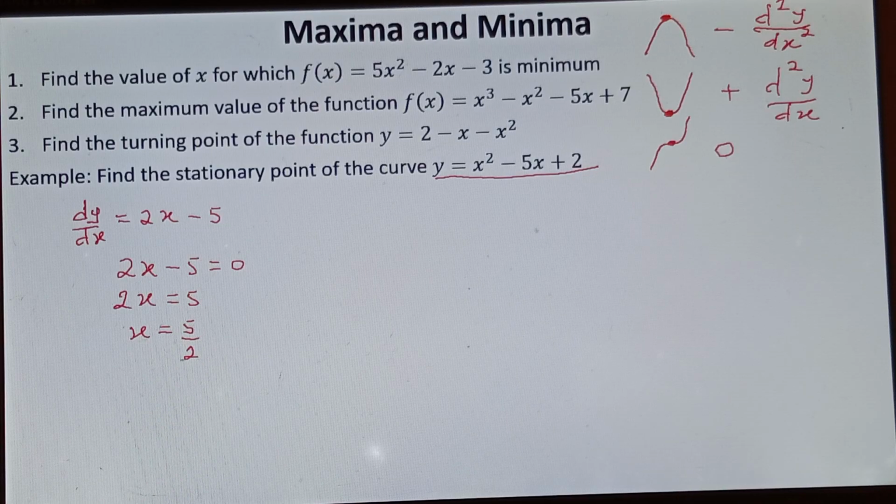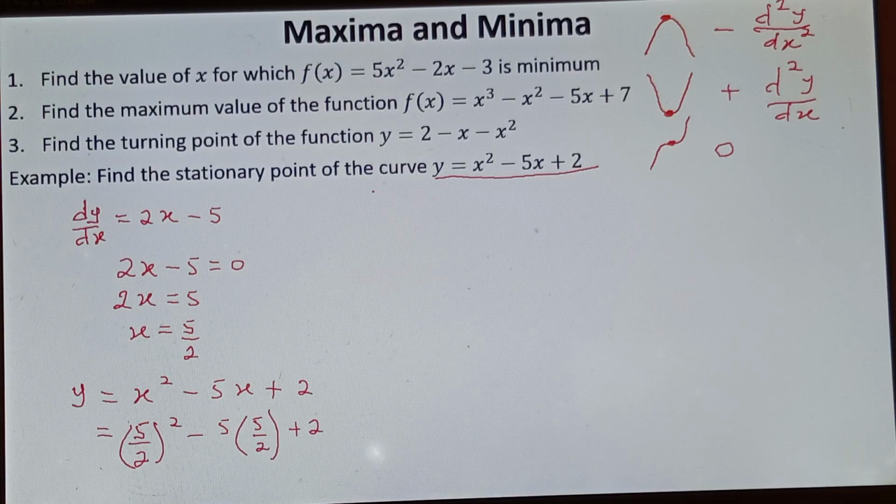Okay, so now we have x is equal to 5 over 2. And the question says find the stationary point. So this is the value of x. So we'll go on to find the value of y. So for us to find y, we'll substitute. Y is equal to, instead of saying x squared minus 5x plus 2, we'll replace every x with 5 over 2. So 5 over 2 all squared minus 5 bracket 5 over 2 plus 2.